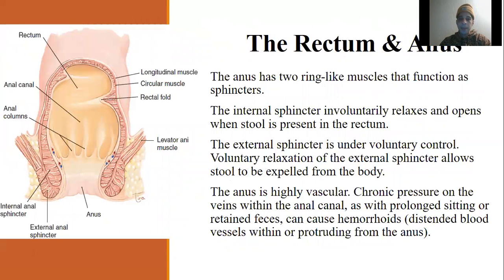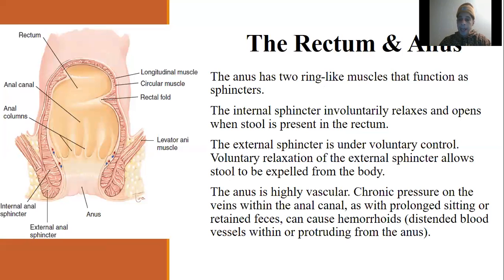Last but not least, the rectum and the anus. The anus has two ring-like muscles that function as sphincters. The internal sphincter relaxes and opens involuntarily when stool is present. This is giving you the feeling where you have to go. Now we have the external sphincter, which we can control. So this allows us to control those moments when we're having difficulty finding a place to relieve ourselves. We can hold until that moment.